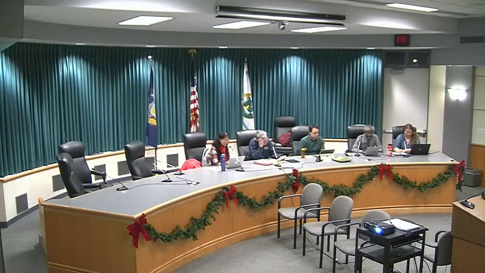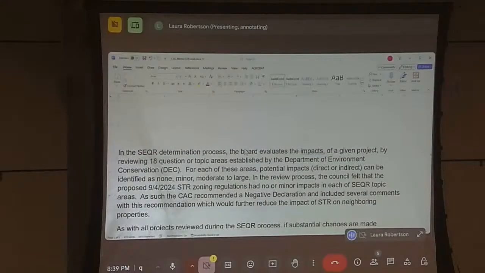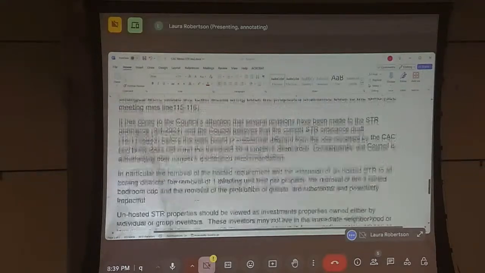Okay, so if we can get agreement on that top half, let's go down to the next paragraph. Basically, what we're saying is that the removal of the hosted requirement and the extension of the unhosted short-term rental to all zoning districts and the removal of the one dwelling unit per property, we've got to take the removal of the 3 out because that can't be in there, and the removal of the prohibition on guests are substantial changes and potentially impactful. Are you okay with saying that? Okay.